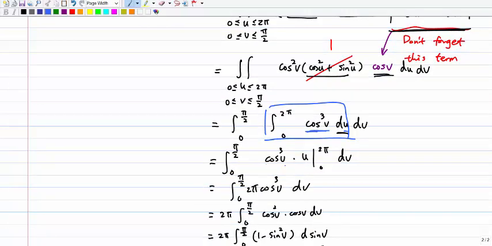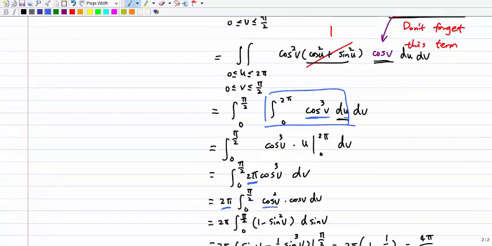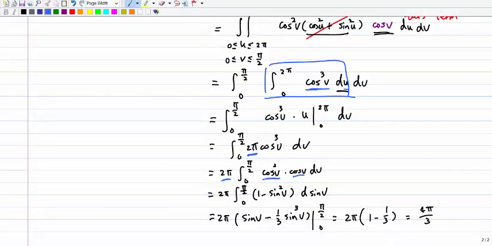So the inner integration is done. The only remaining part is the external integration. This one is 2 pi times the integration of cosine v cubed dv from 0 to pi over 2. Because 2 pi is a constant, we can pull it out. The only remaining term is cosine v cubed. So here I do a little trick. I want to split the cosine v cubed into cosine v squared and cosine v. After doing that, I can write cosine v squared as 1 minus sine v squared, right? Because sine v squared plus cosine v squared is 1.